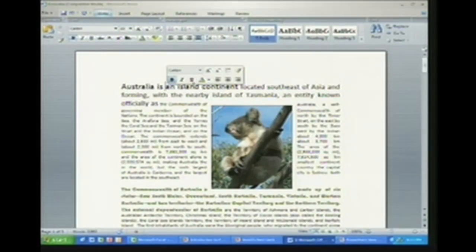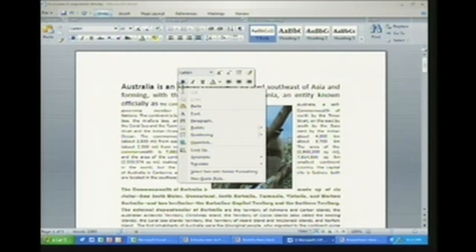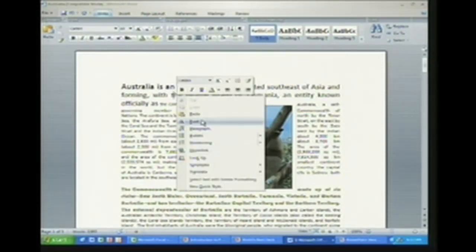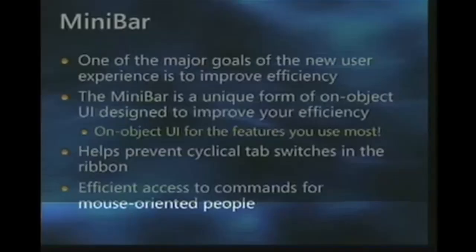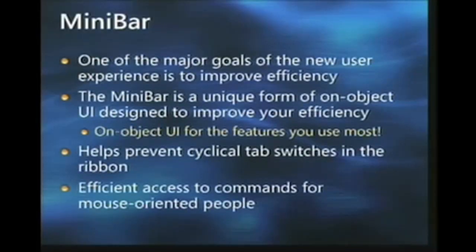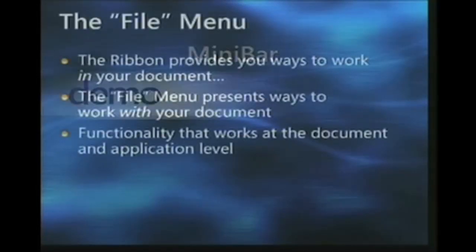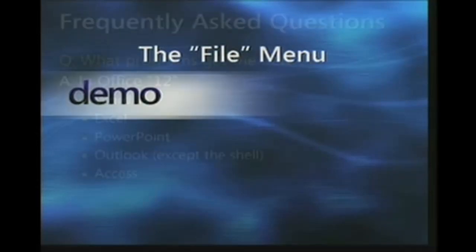And it starts behaving like a floaty, as in, when I mouse away from it, it goes away. Of course, if I just use something normally on the context menu, it goes away too. So that's an example, one of the only examples I have time to show you, where we have efficient access for mouse users as well. File menu, I'll talk about if there are questions about that, but there is a new way of accessing functionality that is about the document, not just formatting the document.